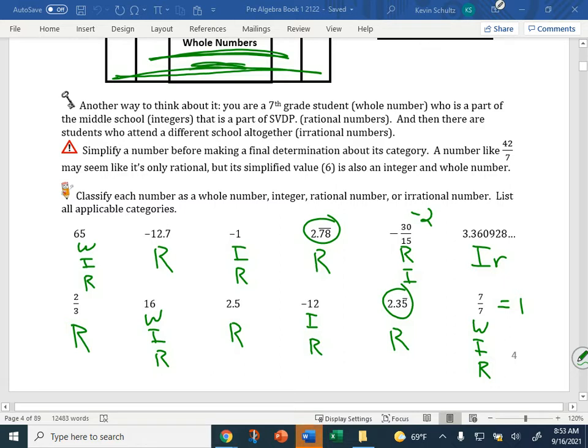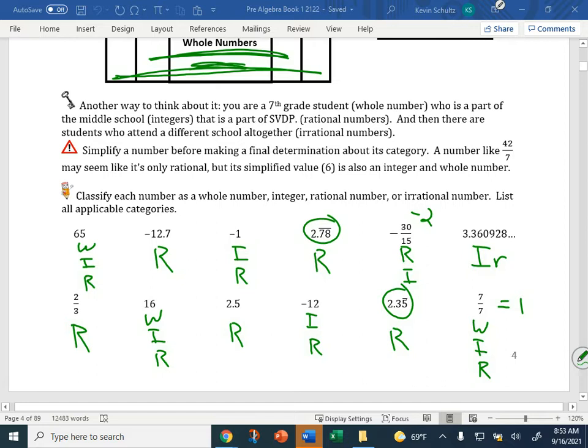If you'll notice, every time we've got a W, we also have an I and an R. That will happen every single time because every whole number is an integer, every whole number is rational, okay? But it starts with that positive non-decimal.